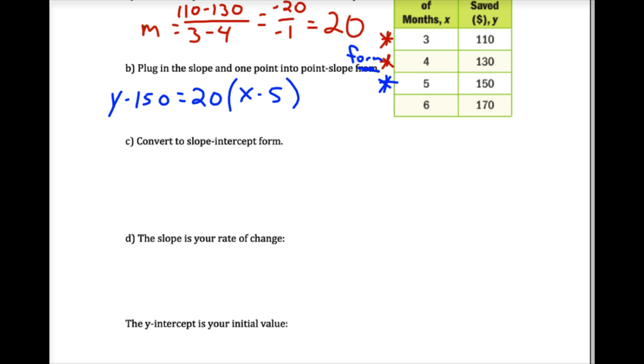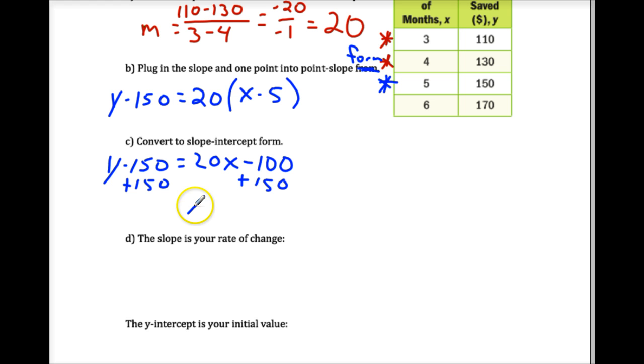Come on, the same people always participate. Christy, what do you got? 20x minus 100. Is that right? Yeah. Then add 150. So what'd you say it was? 20x plus 50. Slope intercept form. There you go. What's the slope of that line? 20. Of course it is. We found that out at the beginning. Okay? What's it mean?